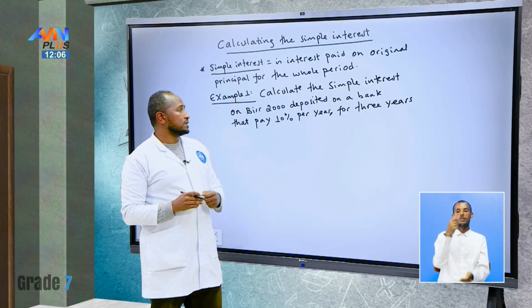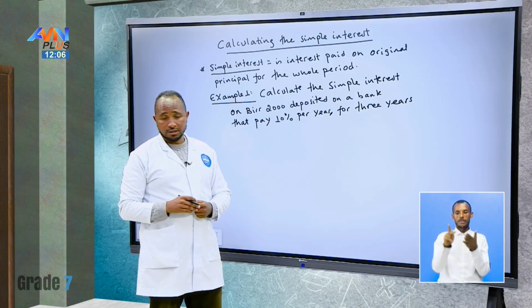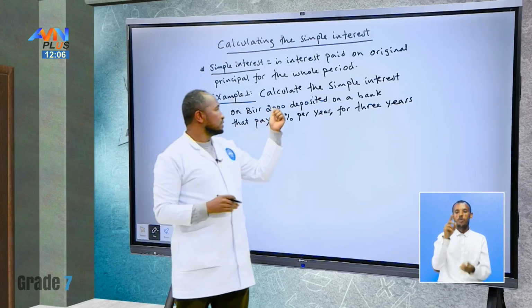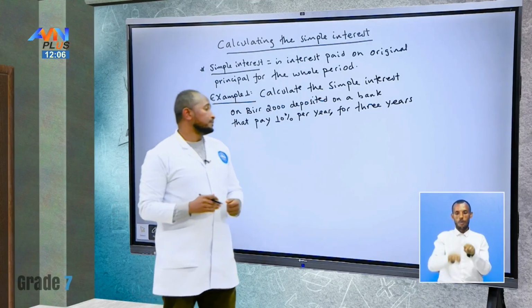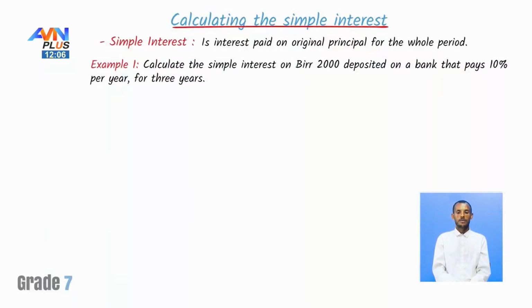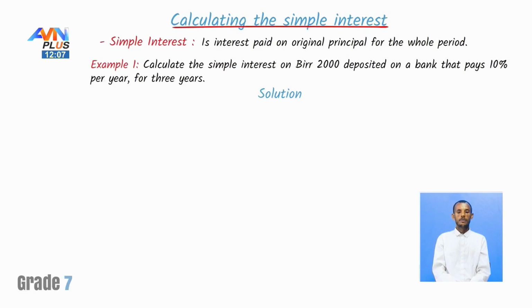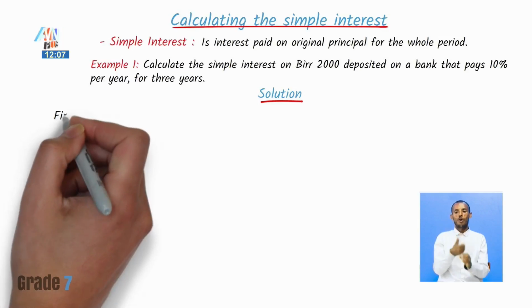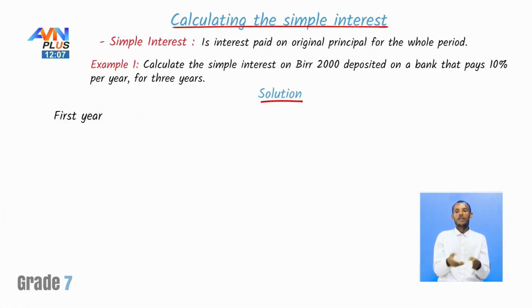It's deposited in a bank. The bank pays you a 10% interest rate per year. And you deposit this 2,000 birr for 3 years. So, to calculate this, the interest for each year is the same because it is calculated on original principal only. Therefore, let's try to calculate the interest.